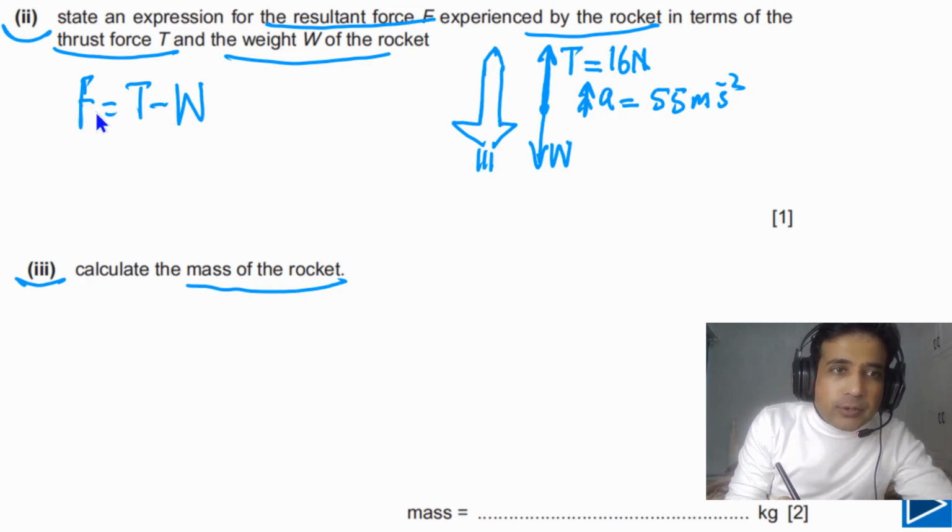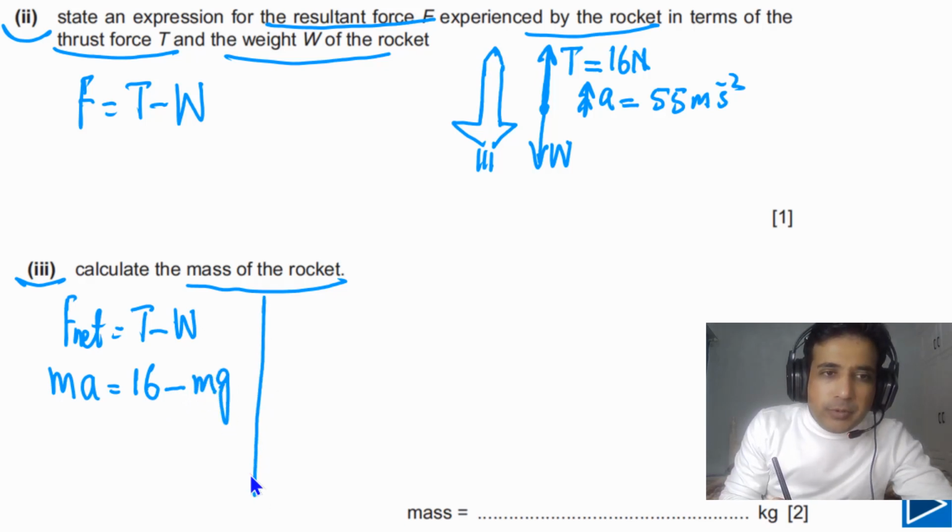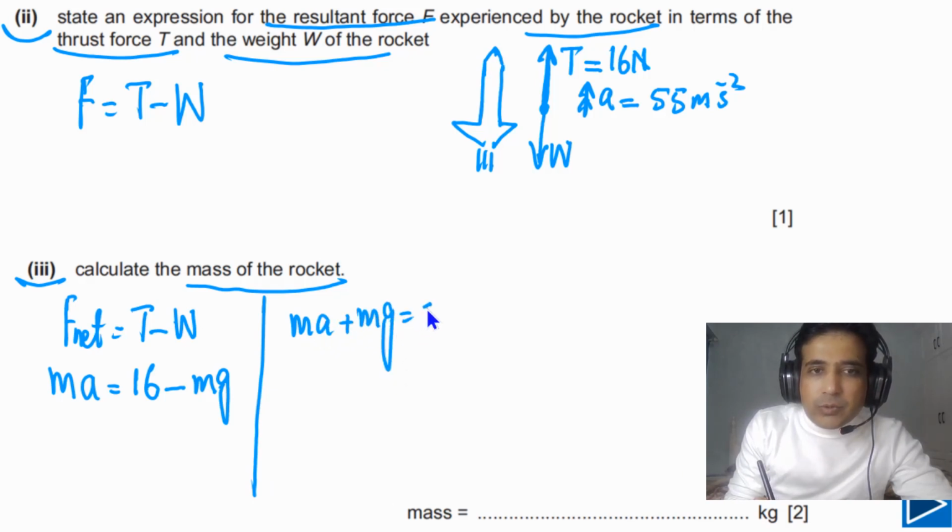So we can use this. We have F net, which is equal to thrust force minus weight. F net is equal to ma, thrust force is equal to 16, and the weight is equal to mg. So from here we can write ma plus mg is equal to 16 newtons. We need to calculate mass, so we can take mass out. This will be m times (a plus g), equal to 16.